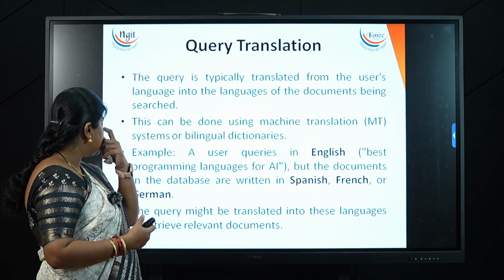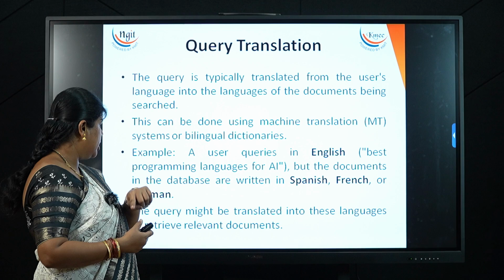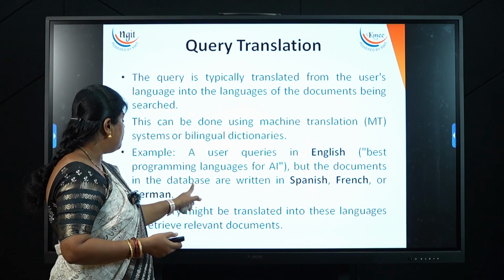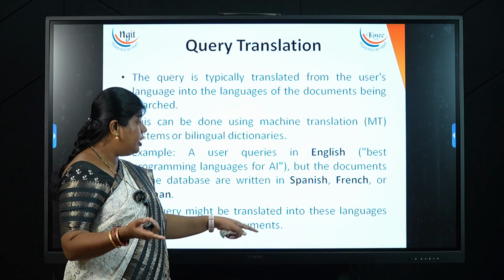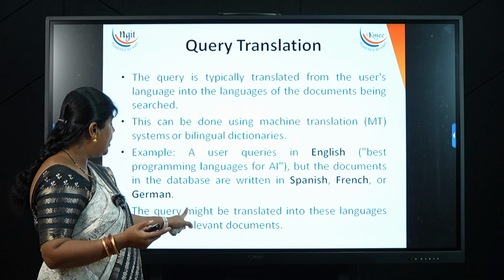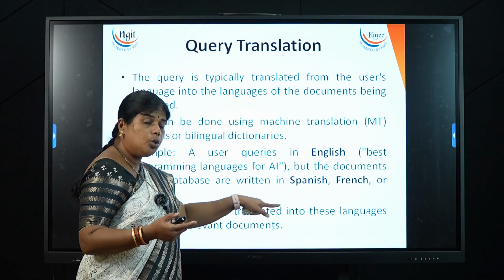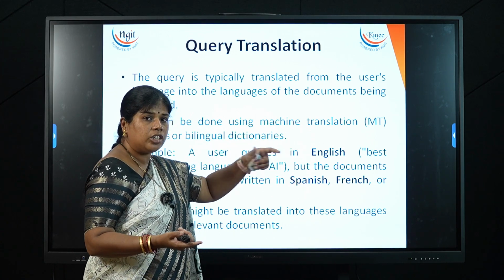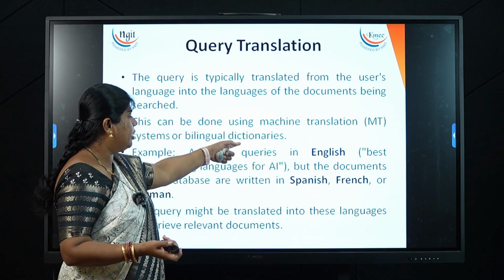Okay, now for example, the user queries in English "best programming languages for AI", but in which language are the documents in the database written? Spanish, French or German. Now the query will be translated to these languages using either a machine translation component or using the bilingual dictionary.